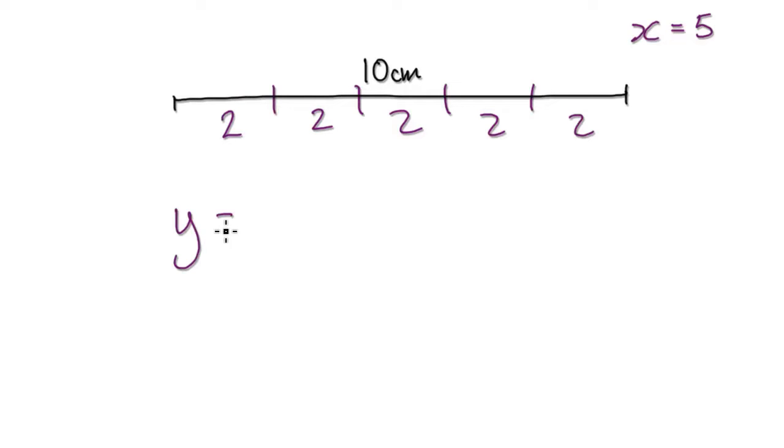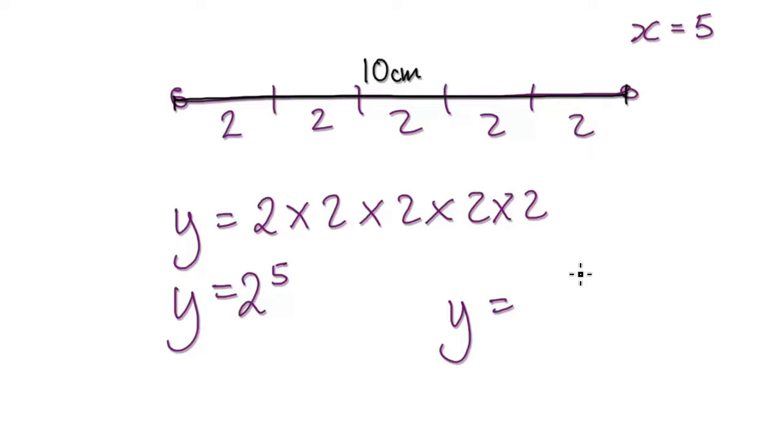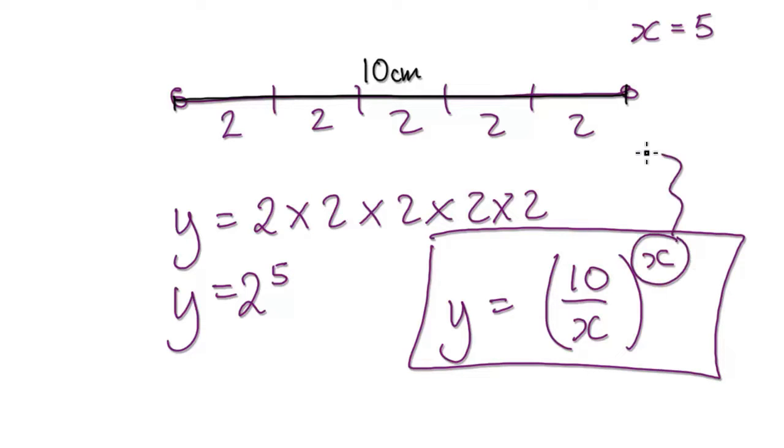So y is going to be defined as the product of all of them. So it would be 2 times 2 times 2 times 2 times 2. So that would be 2 to the power of 5. So y is really defined as this. You get the whole length, which is 10, and then you cut it up into x equal pieces, and then you power it by x. So y is given by this. So your job is to find a value of x that will give you the biggest value of y. So press pause and have a go.